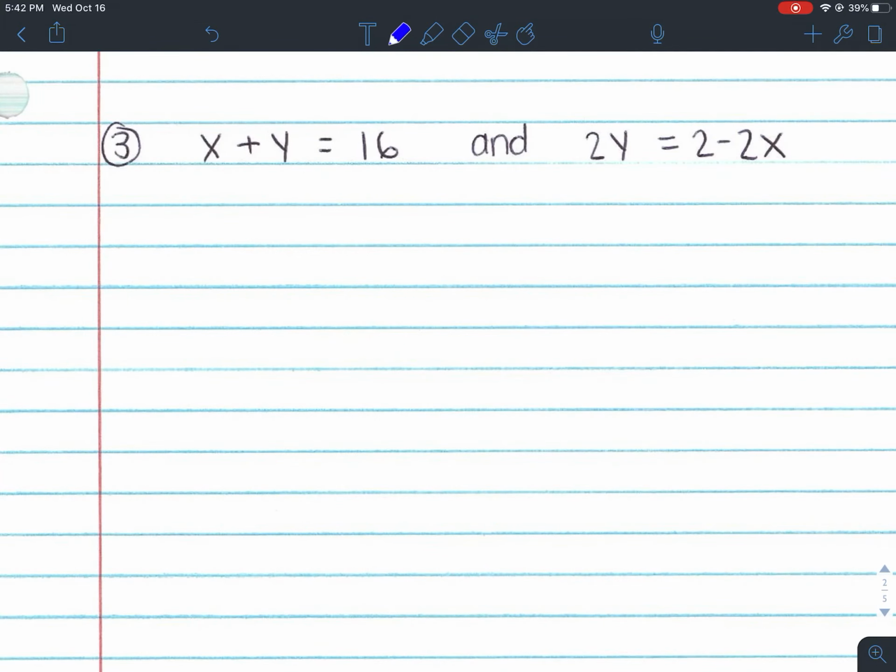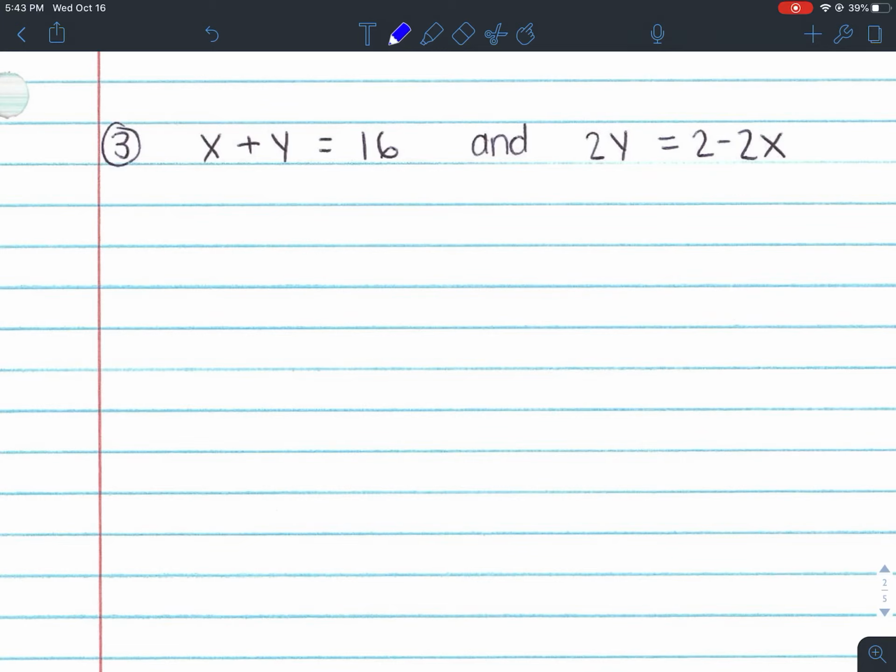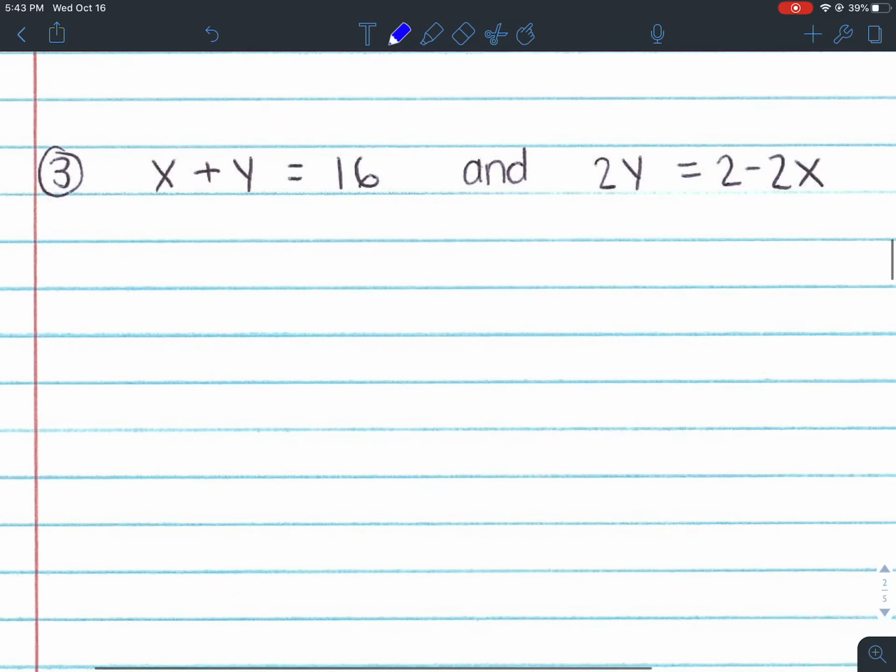All right, number 3. So we have two problems here. We have x plus y equals 16 and 2y equals 2 minus 2x. Now, you have to judge for yourself which one of these is easier to get the variable by itself. So just looking at these two equations, this one clearly looks easier to get a variable by itself. Why is that? Because there's a 2 attached to this y, and there's a negative 2 attached to that x. So that would be difficult. I would have to divide something, so I'm just not going to get that one by itself.